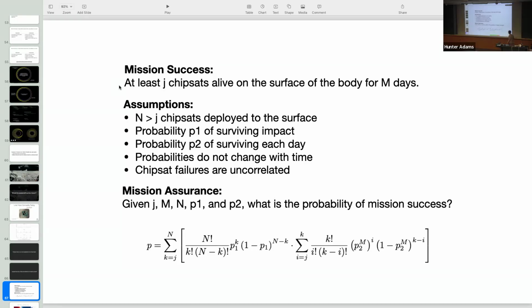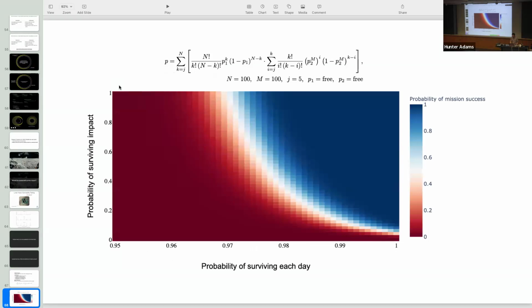But then you can set this up as just a probability equation and generate plots like the following, where we imagine on this axis is the probability of a chipsat surviving each day if it survives impact, and maybe it has a 95% chance of surviving each day, or in the upper limit, it would have a 100% chance of surviving each day. Of course it doesn't, right?